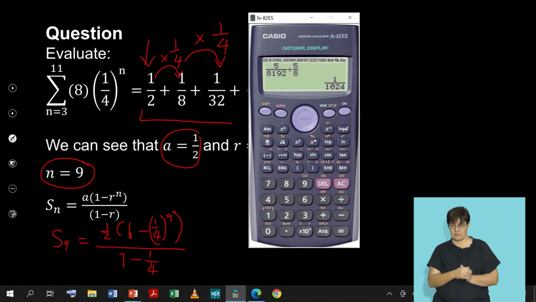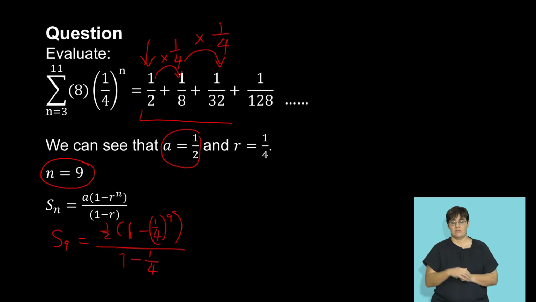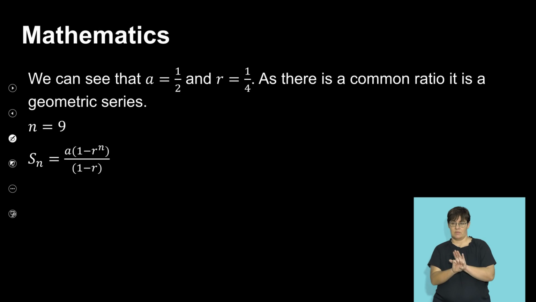So let's plug this all into my calculator. So we've got a half multiplied by 1 minus a quarter to the power of 9 over 1 minus a quarter. Let me just make sure that fraction comes in. So this sum is equal to 0.67 if I round to the second decimal place. Great, everybody. Let's move on to the next example.